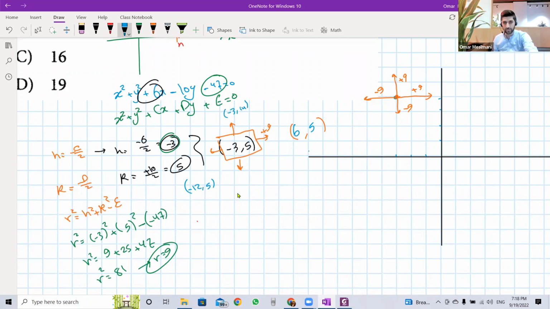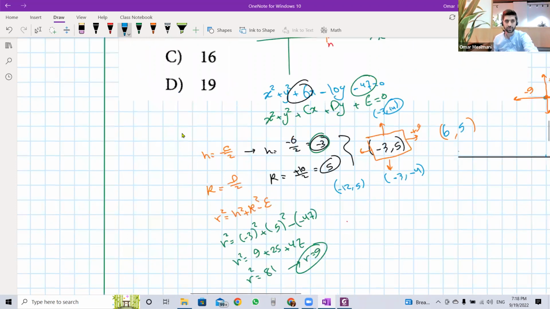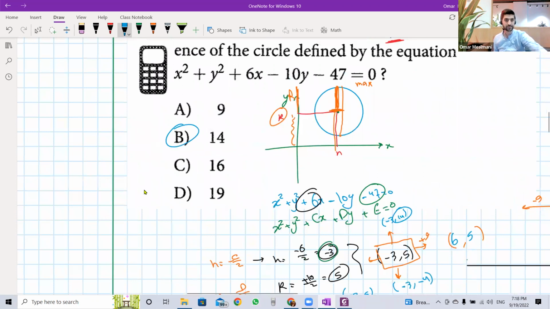And what about the last one, down? Negative 3 is X and negative 4. Exactly. And I'm looking for a maximum value of Y, which is 14. That's why it's 14, and that's why B is the answer. I wish that I succeeded in explaining this. Did I? Any point? Any problem?